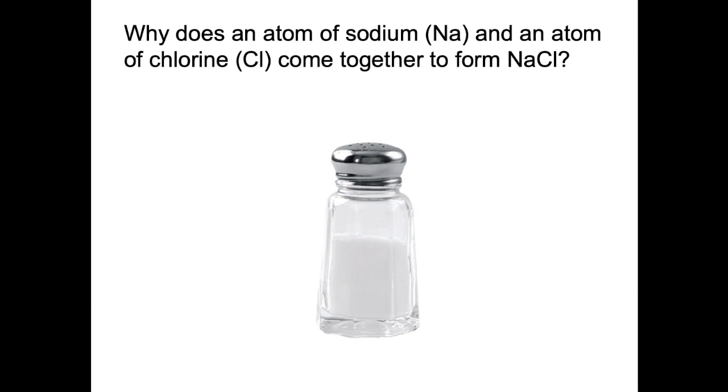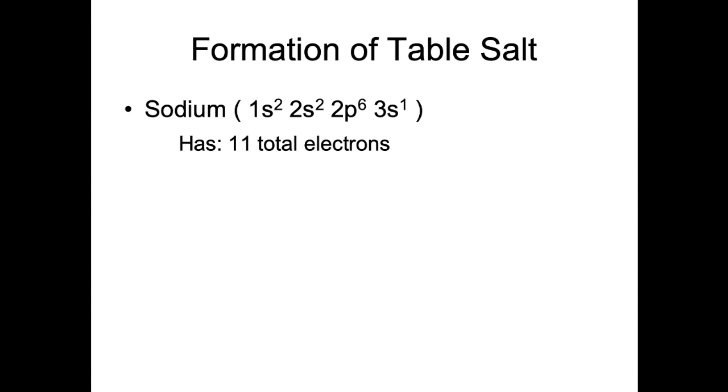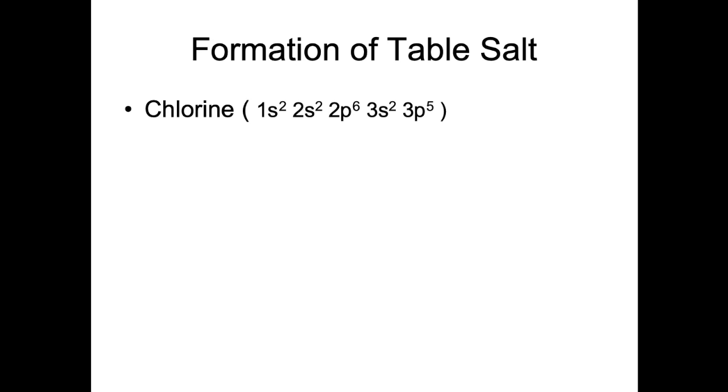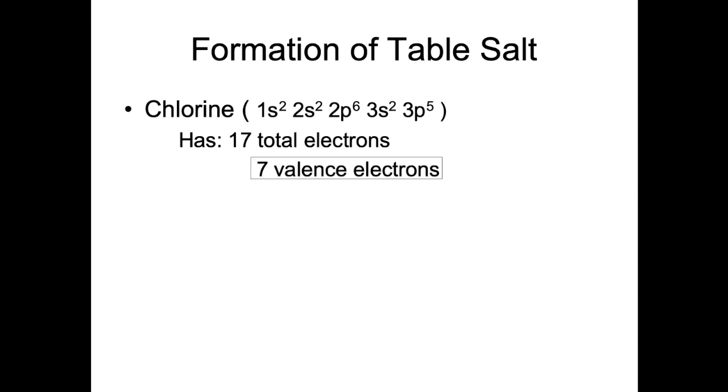To figure this out, we need to look at how the electrons are arranged in both of these elements. If we look at the electron configuration of sodium, we can see that it has 11 total electrons and 1 valence electron. So its Lewis dot structure has 1 dot on it. When we look at chlorine's electron configuration, we can see that chlorine has 17 total electrons and 7 valence electrons, 2 from the 3s and 5 from the 3p. So its Lewis dot structure has 7 dots around it.